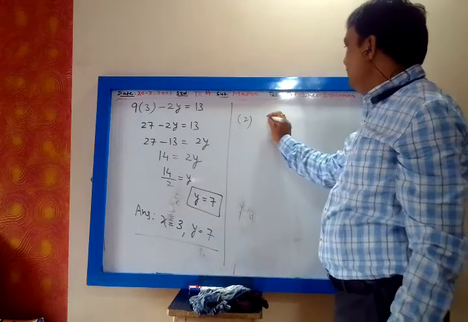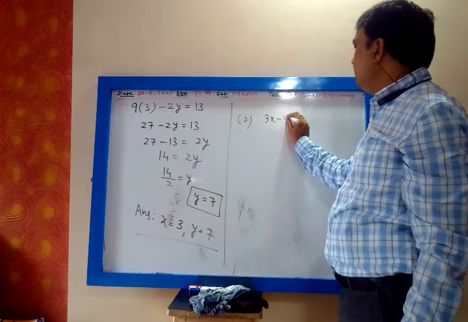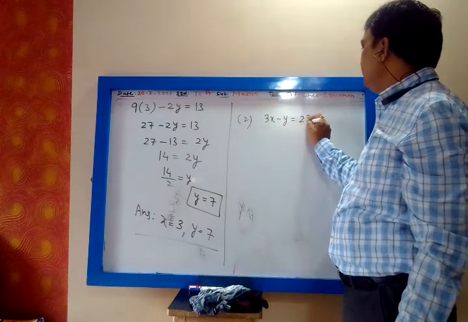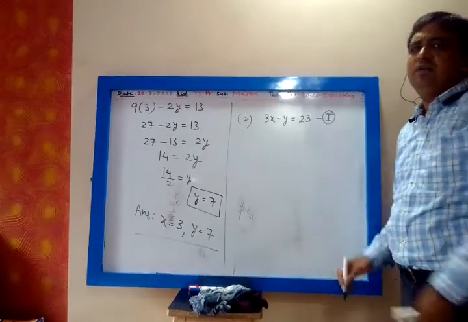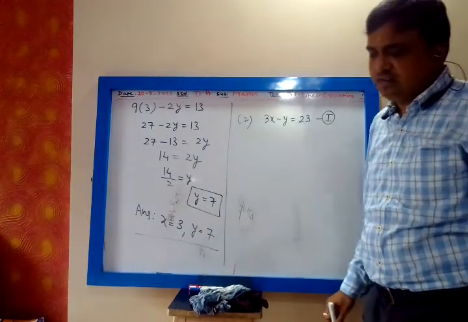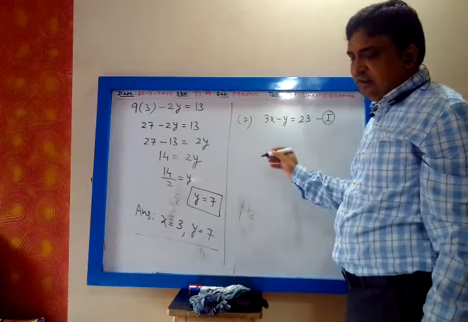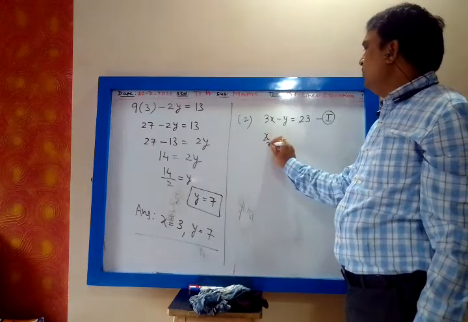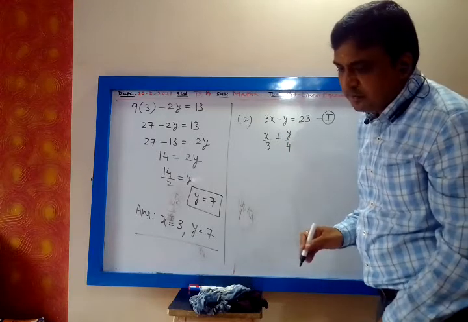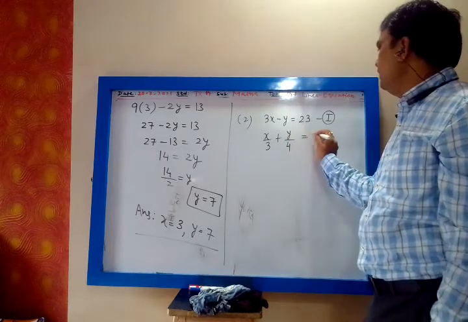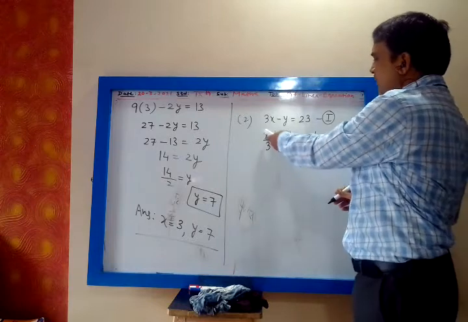3x minus y is equal to 23. Okay, this is my equation 1, because it is already given in the form of a1x plus b1y is equal to c1. Next, x by 3 plus y by 4 is equal to 4. Okay, so this you simplify. Cross multiply.